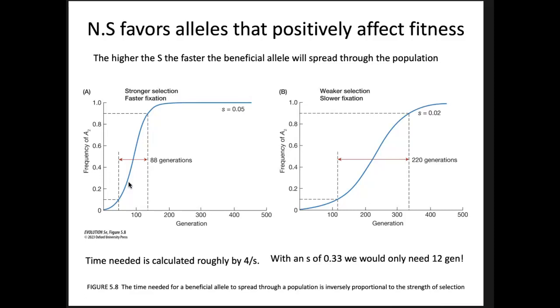Now, in the example that we had on the previous slide, our selection coefficient was 0.33, so much higher. So it would only take 12 generations for this particular allele to become fixed in the population. Okay, so for things that are being positively selected for, the higher the S, the higher the selection coefficient, the faster it is going to become fixed and spread into the population.